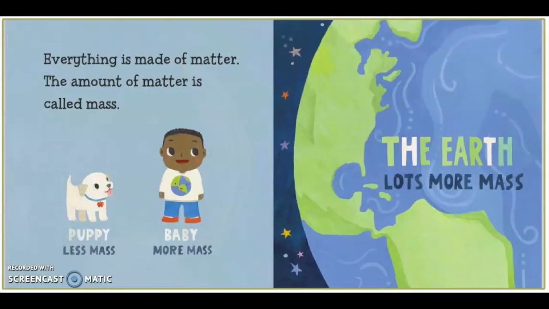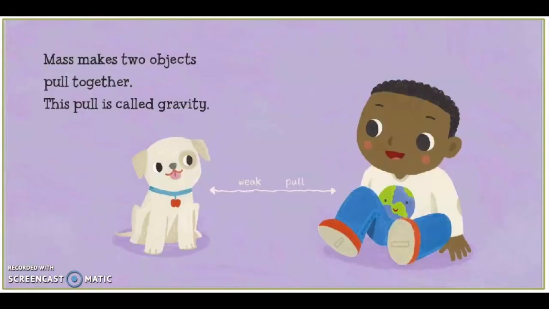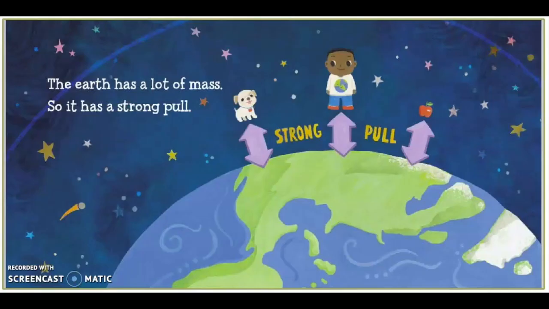Everything is made of matter. The amount of matter is called mass. A puppy has less mass. A baby has more mass. The earth has lots more mass. Mass makes 2 objects pull together. This pull is called gravity. The earth has a lot of mass, so it has a strong pull.